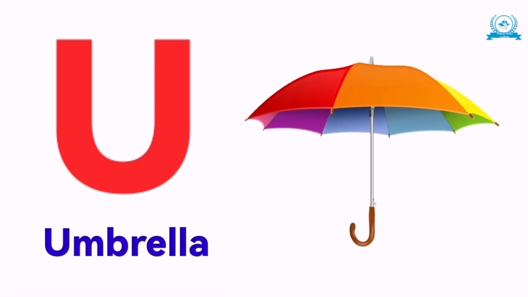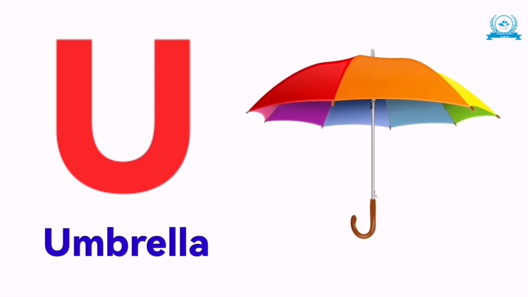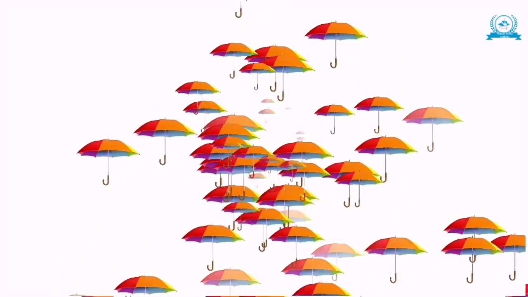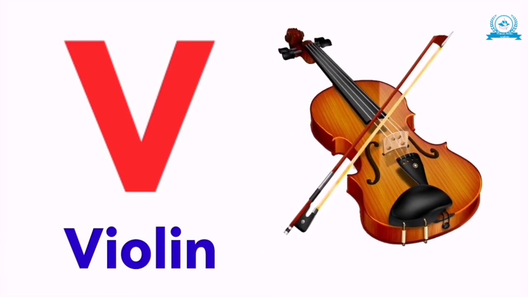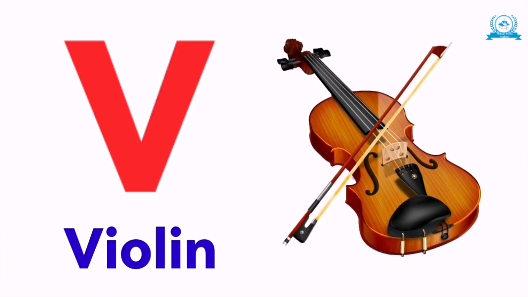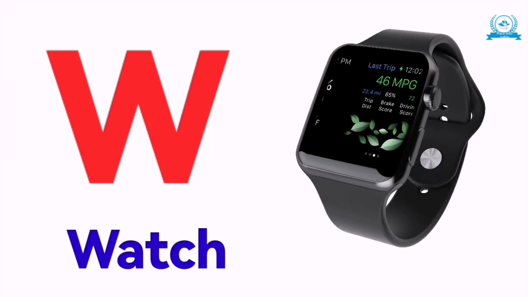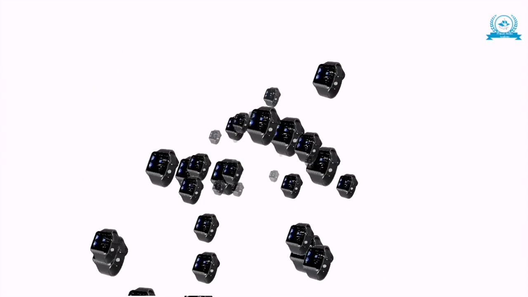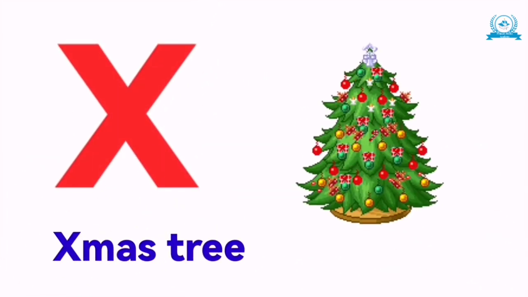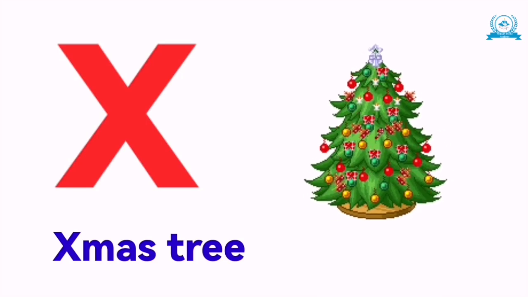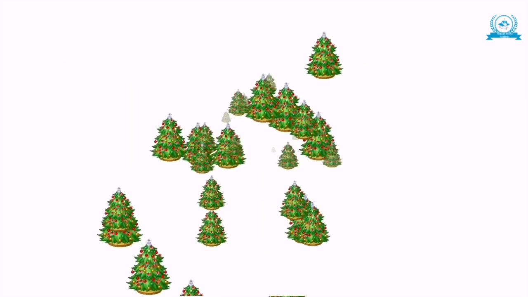U for umbrella. V for violin. W for watch. X for Xmas tree.